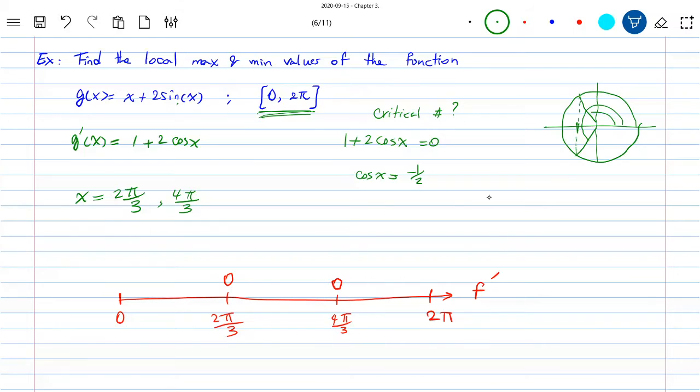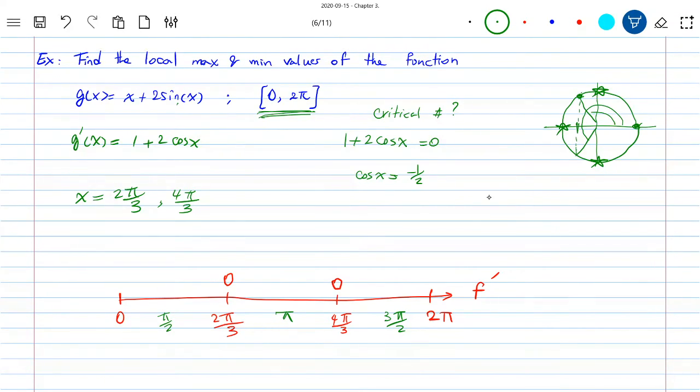Pick test points. Test point here between 0 and 2 pi third: this is 0, this is 2 pi third. I'll pick this point here, angle pi half. Between 2 pi third and 4 pi third, you can pick pi. And here I'll pick 3 pi half. These numbers correspond to these three intervals: 0 to 2 pi third, 2 pi third to 4 pi third, and 4 pi third to 2 pi. I cannot go beyond that since the interval is given specifically as 0 to 2 pi.